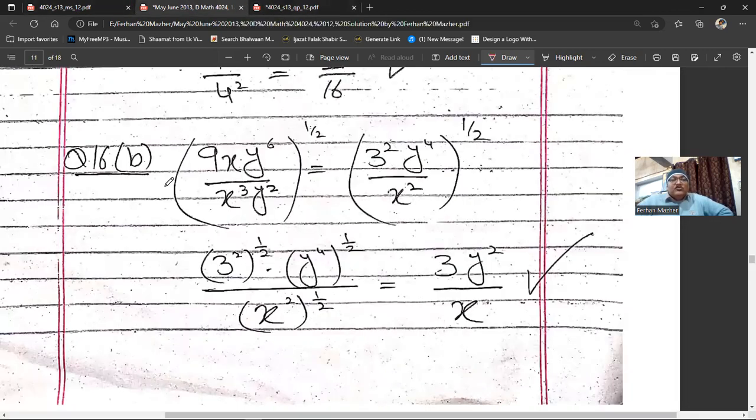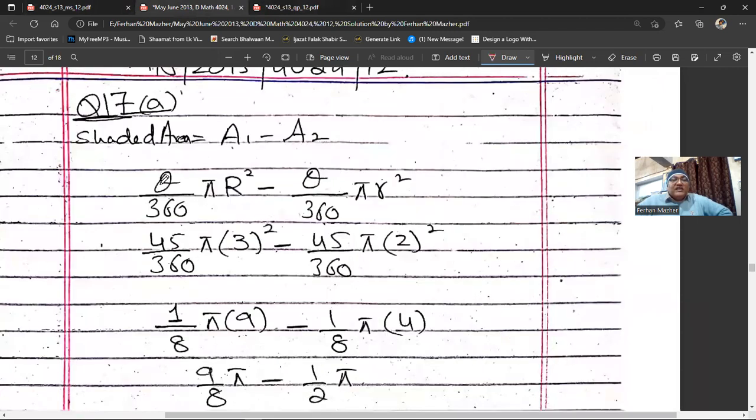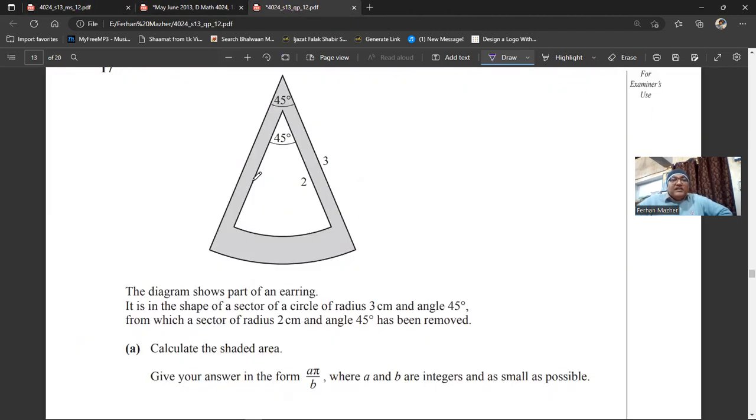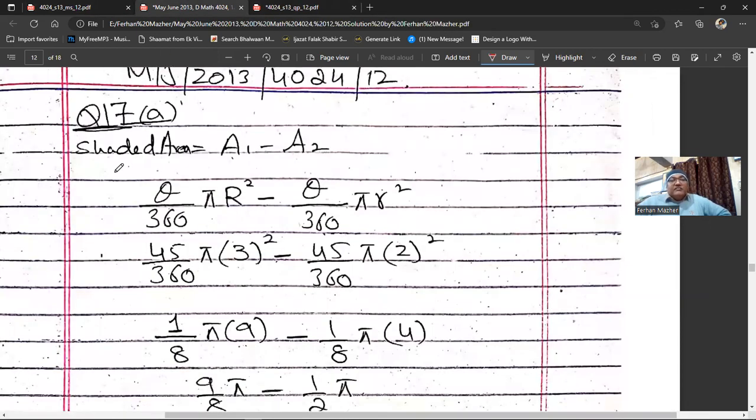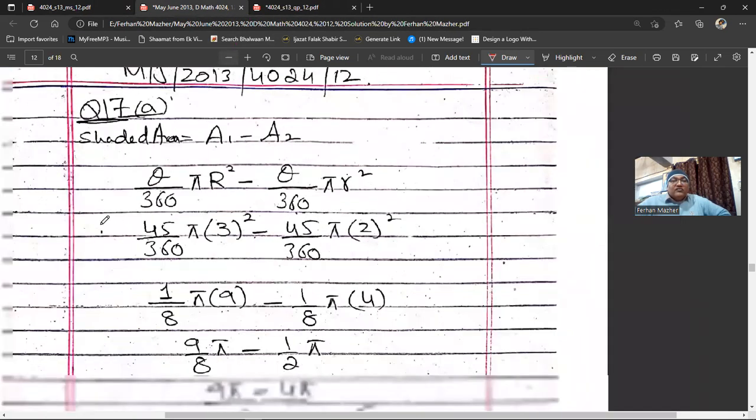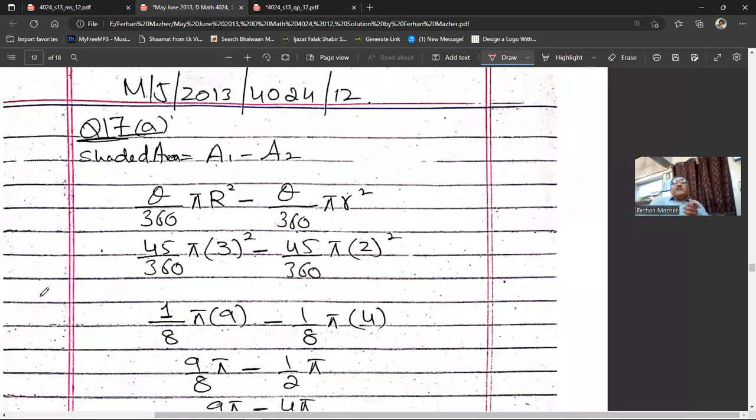Okay, so very simple. You see, this is question number 17. From that bigger sector, subtract this smaller sector, you will get the shaded area. Their angles are same, but their radius are different. So simple. So the shaded area will be A1 minus A2. A1 will be theta by 360 pi capital R square minus A2 will be theta by 360 pi small r square. So 45 by 360 into pi into 3 square minus 45 by 360 into pi into 2 square.